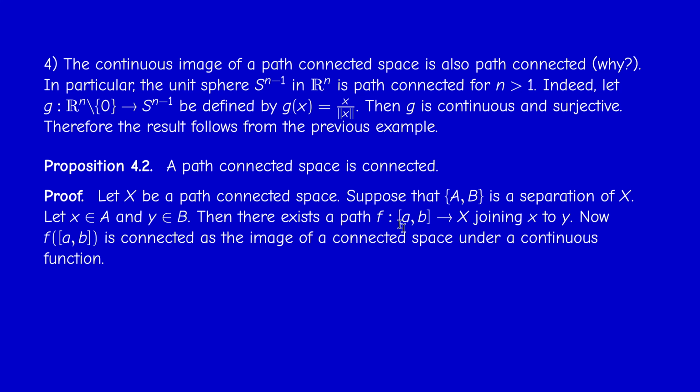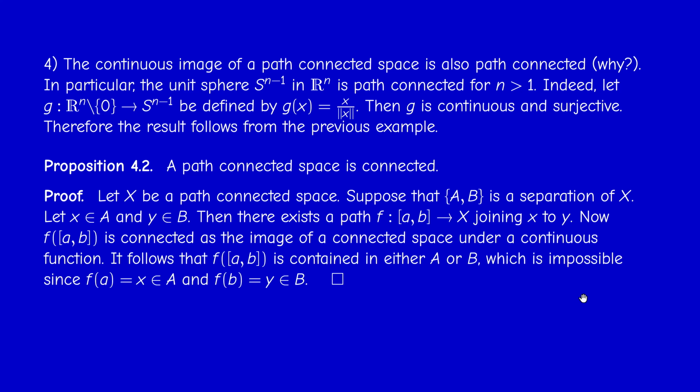Now, [a, b] is connected, and the direct image under a continuous map of a connected space is connected. So therefore, the image of the path is connected. And by Lemma 4.2 of the previous section, this connected set must be either in A or in B, because A, B is a separation of the bigger space X. But this is impossible, because f([a, b]) meets both capital A and capital B. Therefore, my assumption was wrong. There's no separation of the space X. Therefore, X is connected.